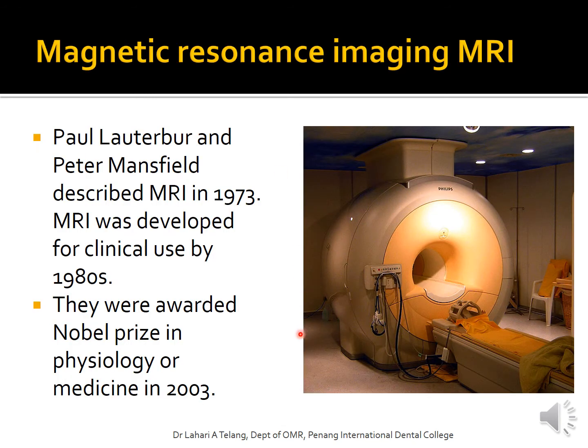On the other hand, let's move on to magnetic resonance imaging, which also uses a gantry, and the patient has to lie down in this. This was first described by Paul Lauterbur and Peter Mansfield in 1973, and it was developed for clinical use only in the 80s. They were given the Nobel Prize for Physiology and Medicine only in 2003.